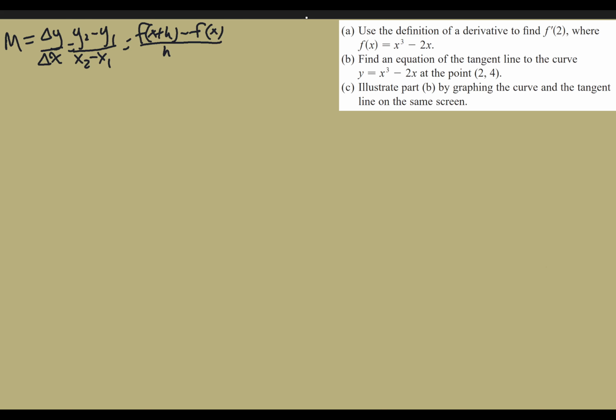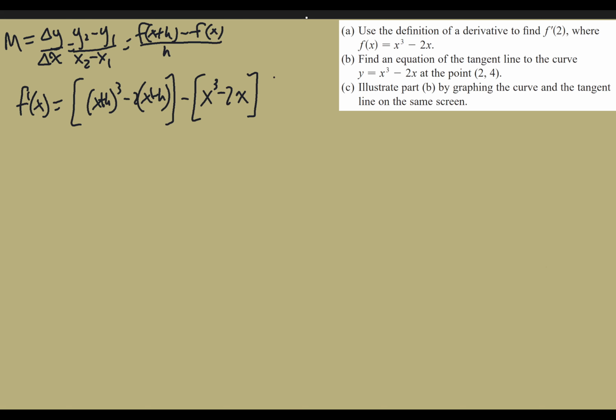Now, they give us something specific. They say find f prime of 2. So first let's find f prime, right? It's going to be x plus h plugged into the function, so that'll be x plus h cubed minus 2 times x plus h, minus x cubed minus 2x. And all this is going to be divided by h like that.